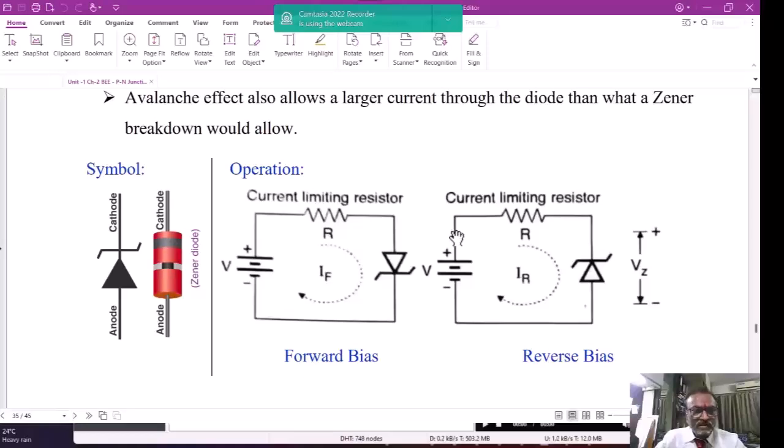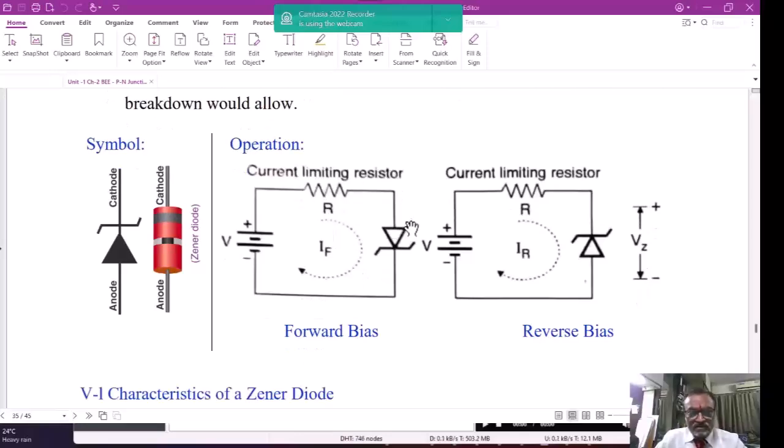Let us see the symbol of the Zener diode. Here you will see the Zener diode is similar to an ordinary diode. The bar of the cathode has two small zigzag directional lines in the symbol. Whereas how it looks physically is shown here in red color. And again, there is a silver bar normally printed on the cathode that indicates the cathode of the Zener diode.